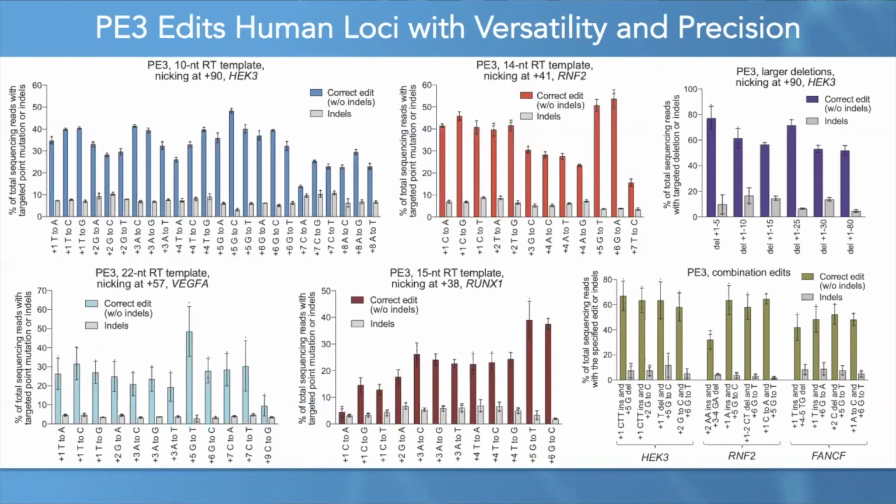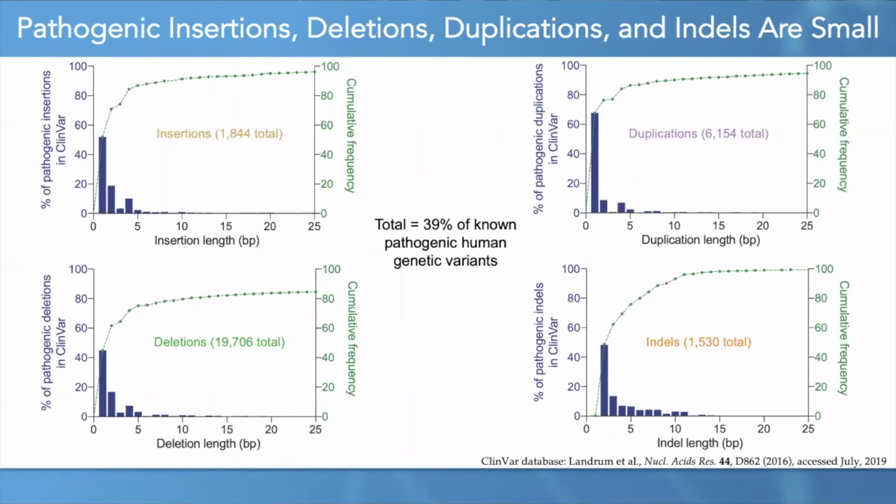donor DNA template. It is worth noting that the vast majority of pathogenic insertions and deletions are small. By correcting insertions, deletions, duplications, and indels equal to or shorter than 20 base pairs, prime editing is able to correct the majority of these variants, which represent 39% of known human pathogenic variants.